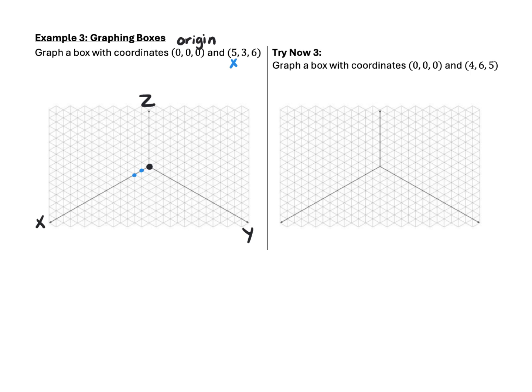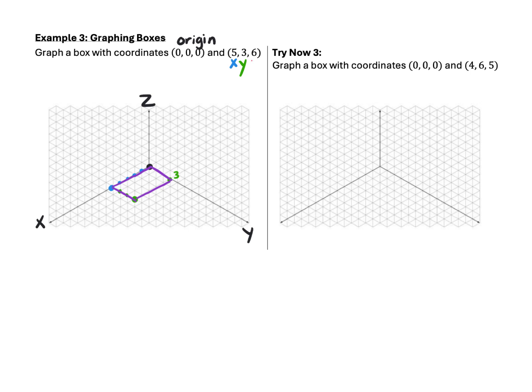So 1, 2, 3, 4, 5. And then we'll go 3 on the y-axis. So 1, 2, 3. And I'm going to actually just continue my box. So the 3 on the y-axis is also right here. So now for the base of the box, we have this piece here. Now we're going to be able to do the z value.